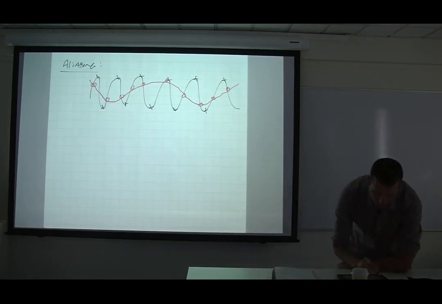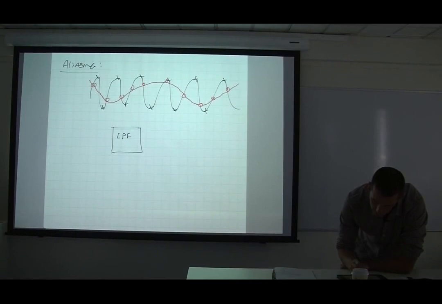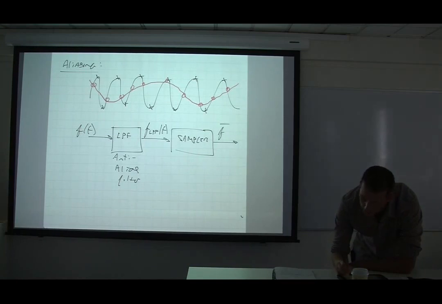Okay, so just a little picture, and then we'll move on to the Fourier transform. Diagrammatically, or as a block diagram, you will always have a low-pass filter, what we call an anti-alias filter, and then you sample, a sampler, I'll just call it. So we have our signal coming in, f of t, and maybe we get some low-pass filtered version of f of t, and then we end up with our f hat of t. So this is band-limited.